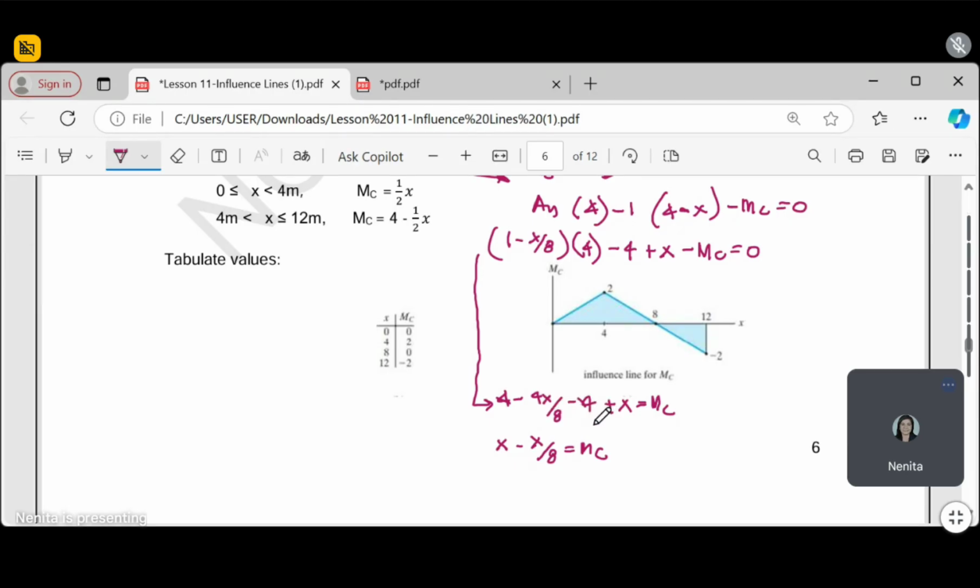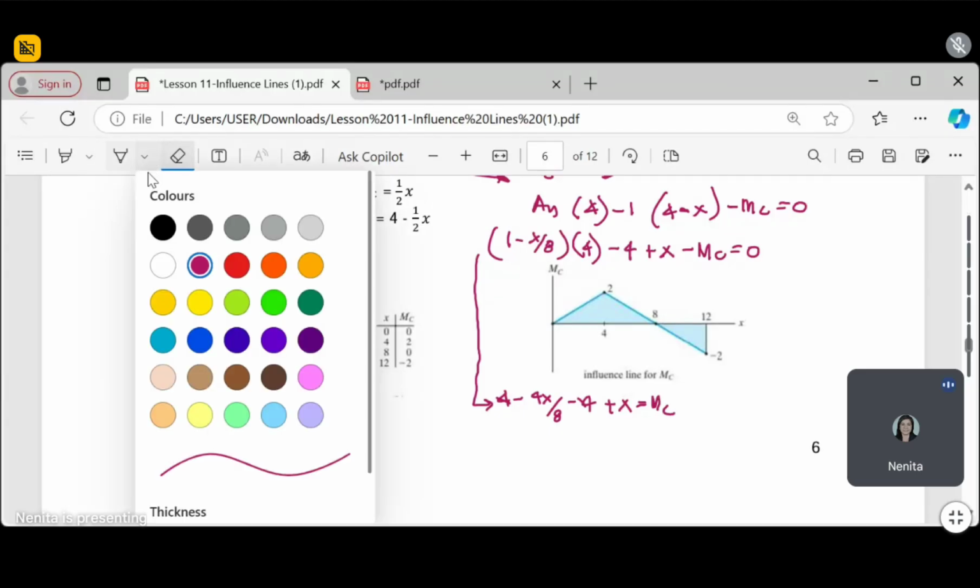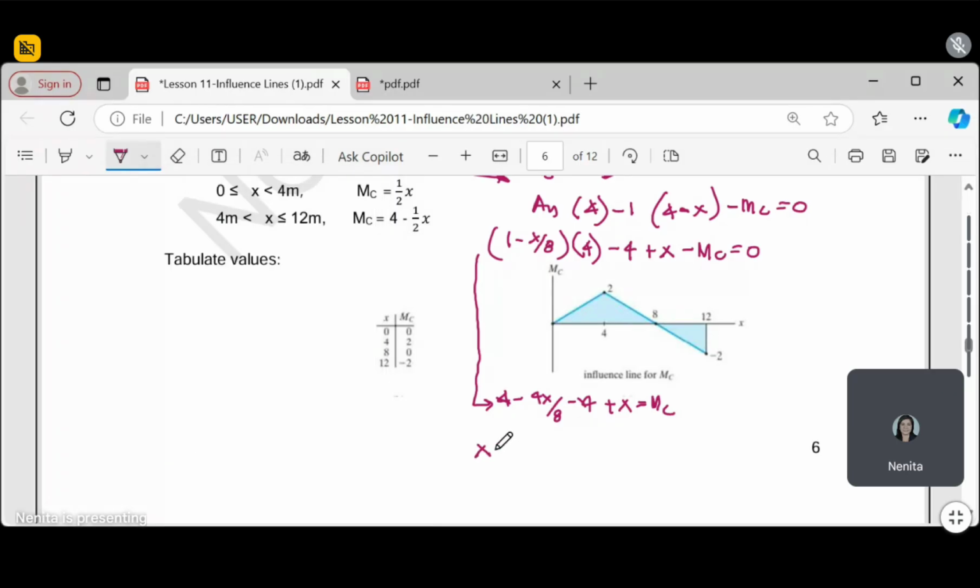Okay, so therefore we have here, erasing. We can cancel our 4. So we have x minus 4x over 8 is equal to Mc.